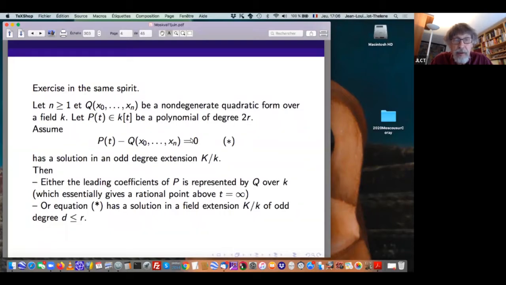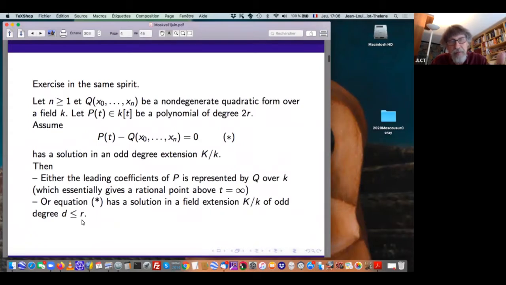Then either the leading coefficient of p is represented by q over the field k, which in fact means that this hypersurface has some rational point at infinity, or the equation has a solution in a field extension K of odd degree at most r. Okay, so you go down in the degree. The x0, ..., xn were in big fields, but you can go down, and in fact you can go down to at most r. So if you want, it's a special family of quadrics over the line.